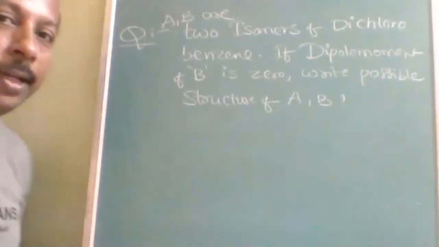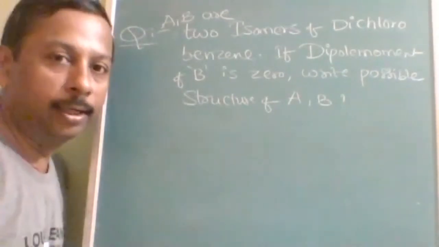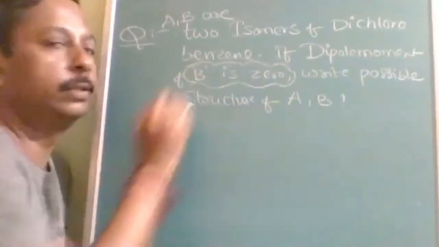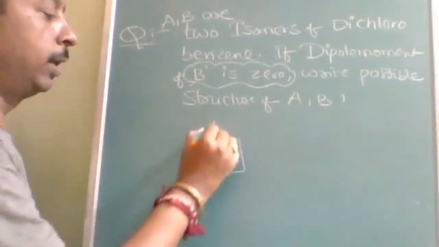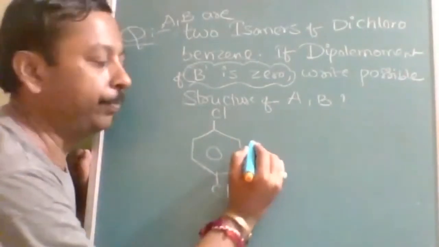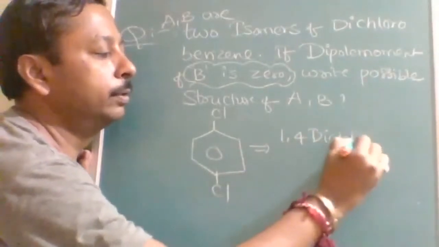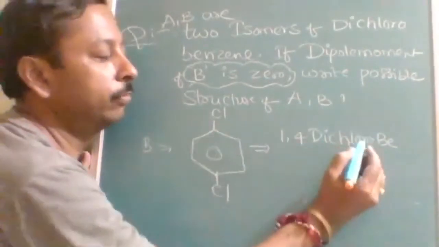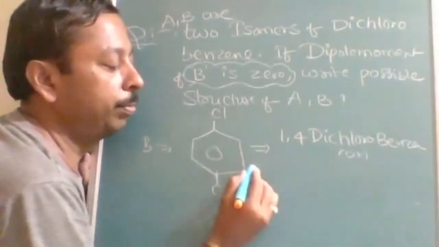Okay, so here dichlorobenzene. That means on the benzene we should write the two chlorines. Once we are sure that the dipole moment of B is 0, then what we should take? One chlorine at the starting, another chlorine at the opposite. So this name can be 1,4-dichlorobenzene. So B structure is what you can write: 1,4-dichlorobenzene. Otherwise, ortho, meta, para.